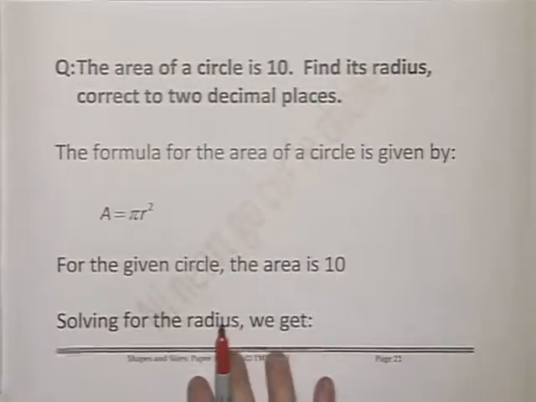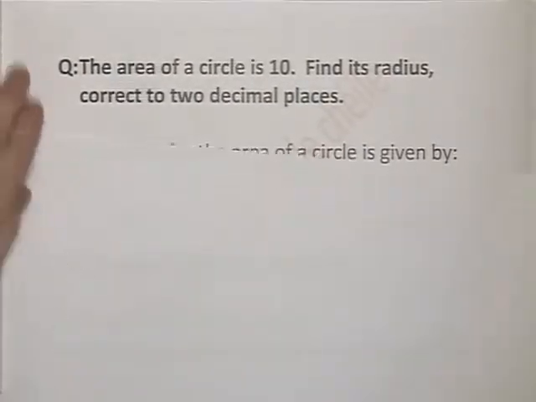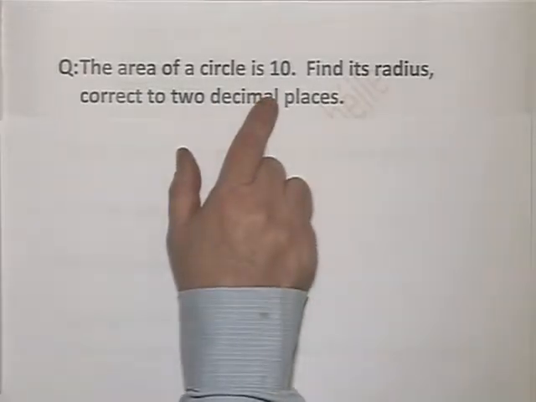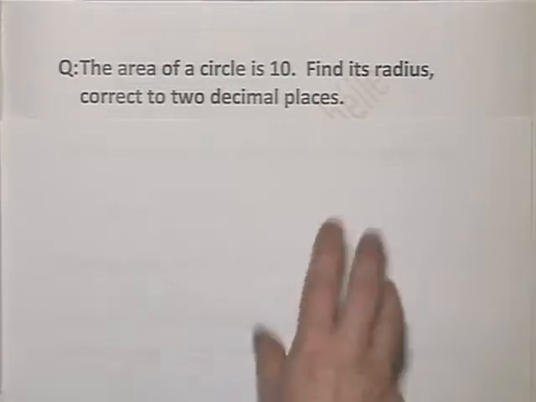Further questions, they're all pretty much the same. The area of a circle is 10, find its radius. So here you're told the area of a circle is 10. So I leave that to you. Now identify what formula you're going to use. What's the formula for the area of a circle? You know the area is 10, find the radius.